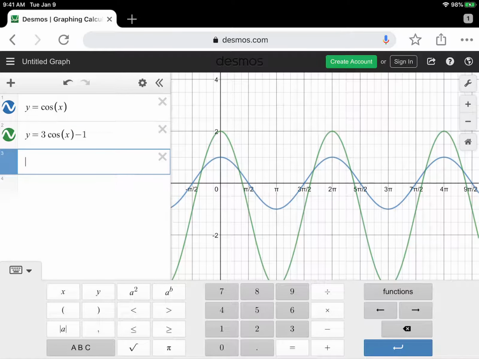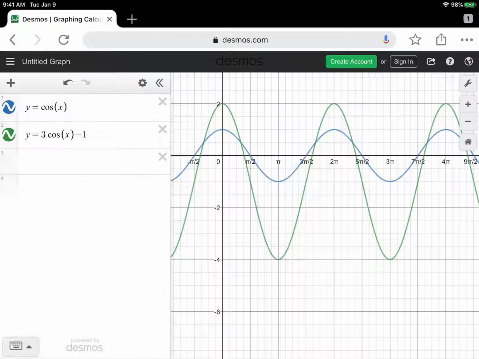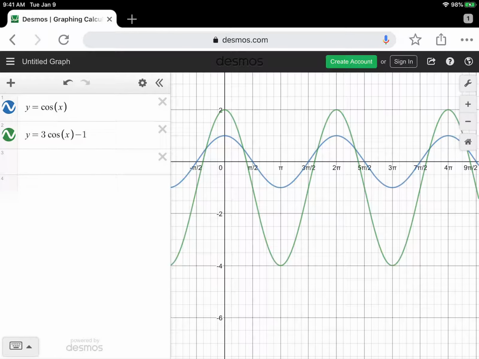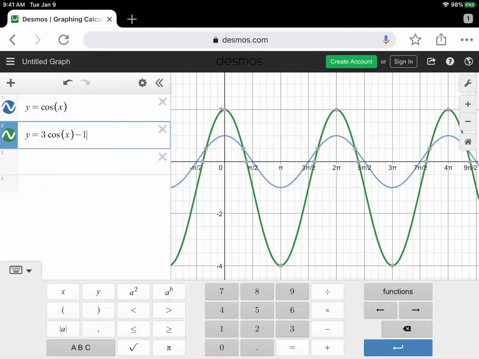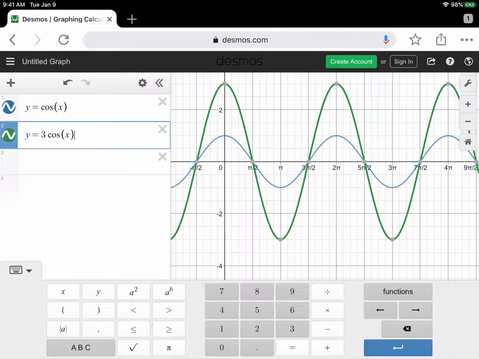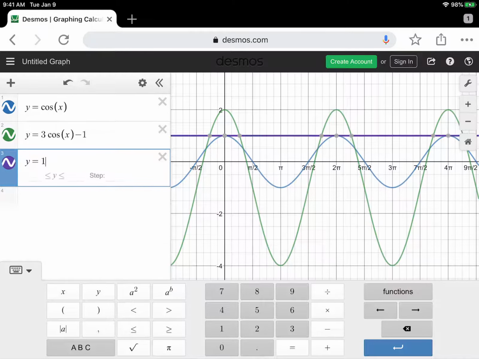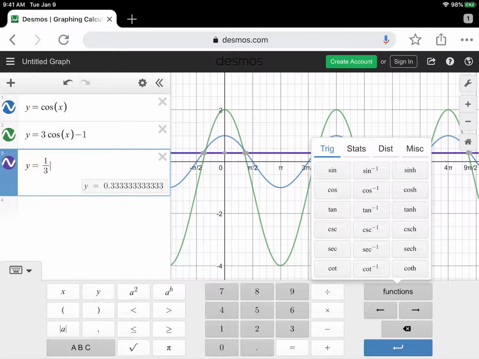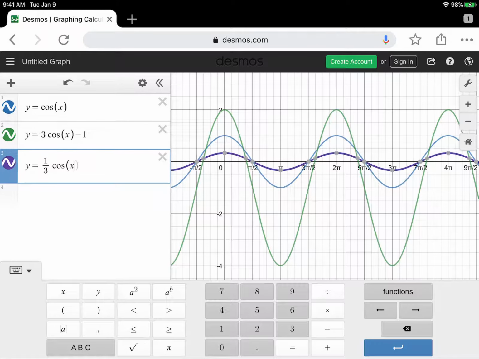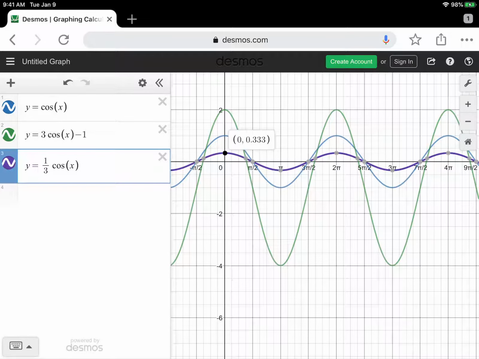Now, looking at that, from that one it looked like it shifted it down, right? So if I get rid of it, let's pay attention to that. There it is, right? And if I -1, it looked like it went down a unit. And then there's that purple graph, okay? It got vertically compressed by 1/3, so we see 1/3 is my height.